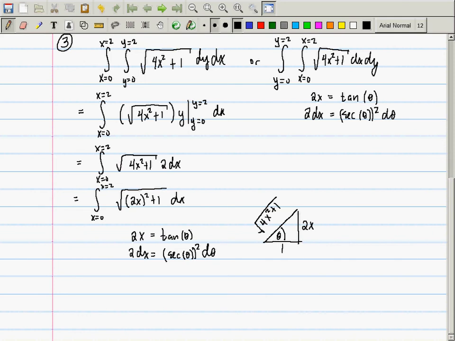So is it a coincidence that the square root of 4x squared plus 1 showed up again? No, that's not a coincidence. So furthermore, how about the position that I've chosen for the triangle? Is the triangle in the correct position? Ah, so now you have to remember things about when you're doing trigonometric substitutions and considering inverse trig functions and all that. Is this the correct position? Yes, it's the correct position. Why?